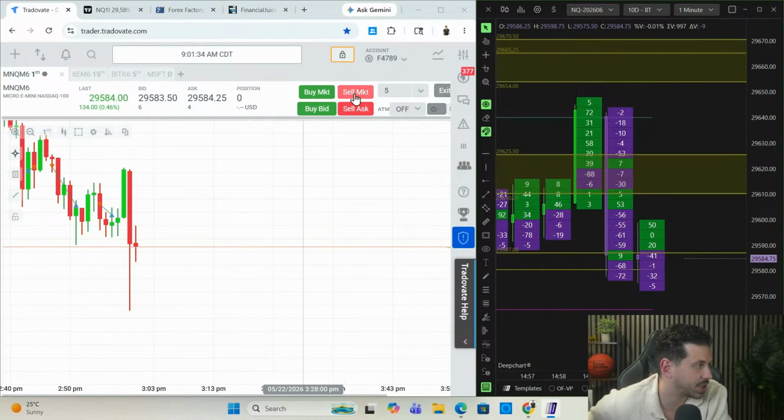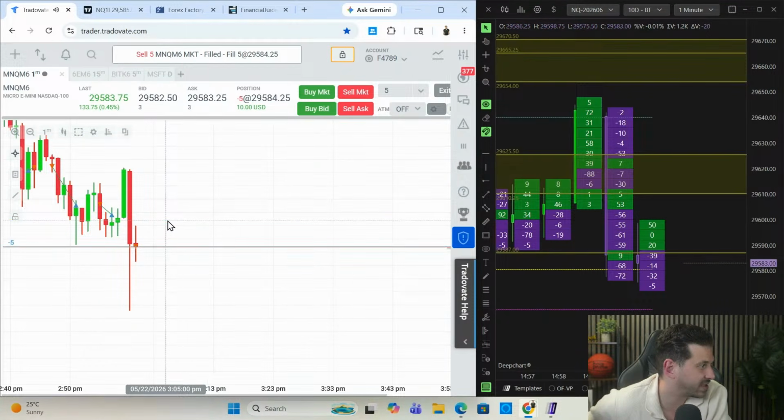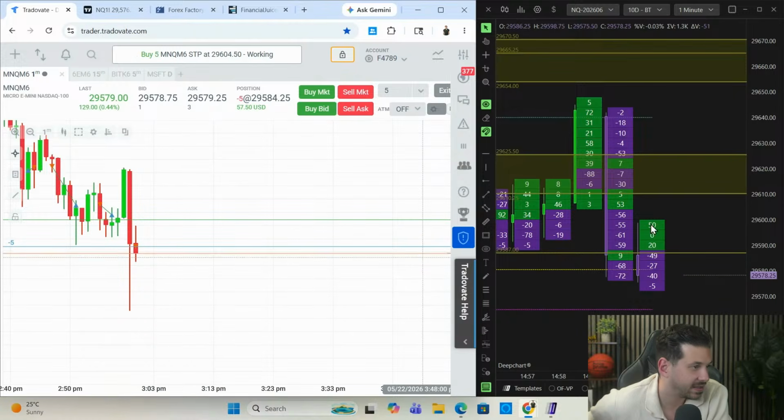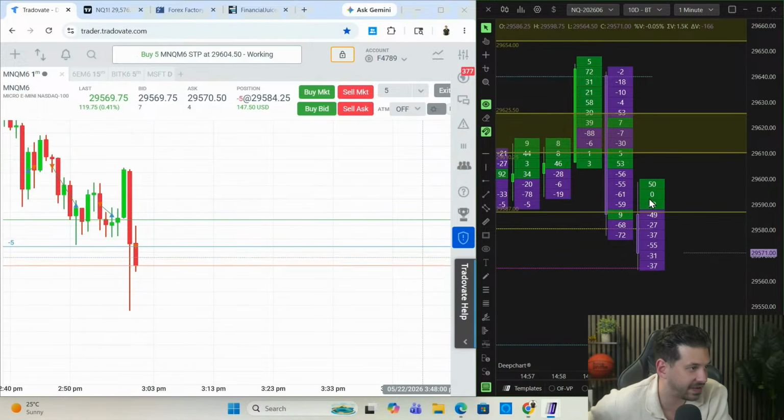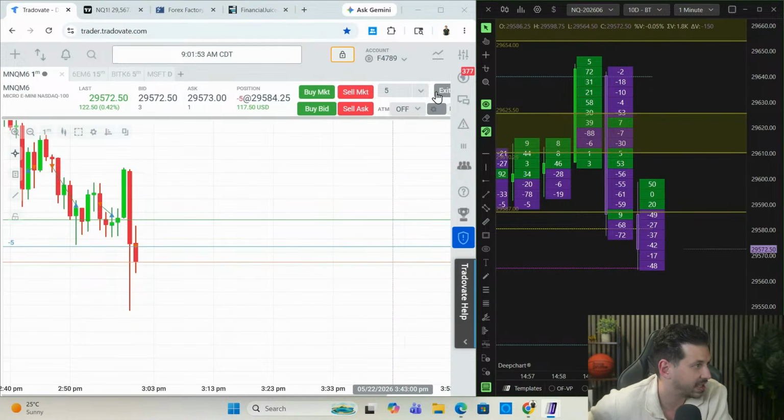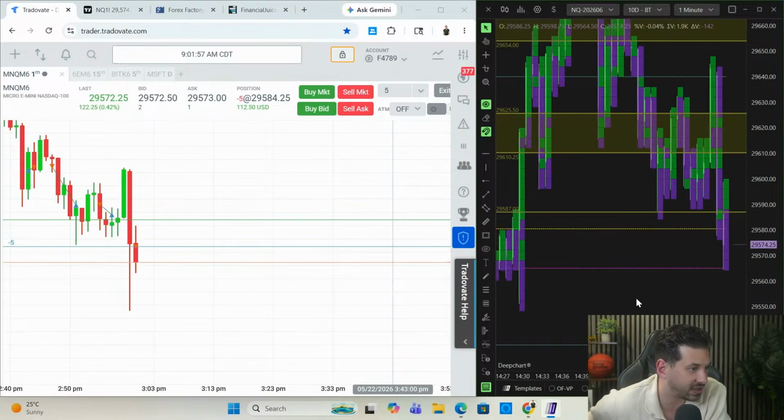Might be worth going short again. And then we can have a stop just above that 50. All right, let's go short. We can have a stop just above the 50. Because again, same idea. If the sellers get pushed above those buyers, we're wrong. And if we're wrong, we're wrong. It is what it is. But at least we can have a tight stop.